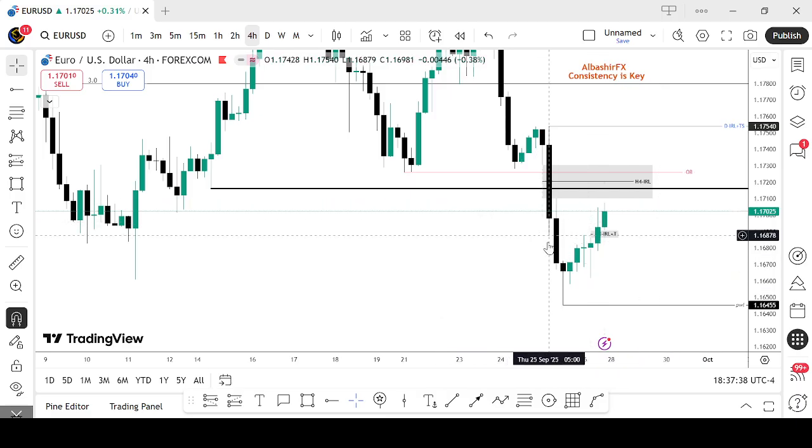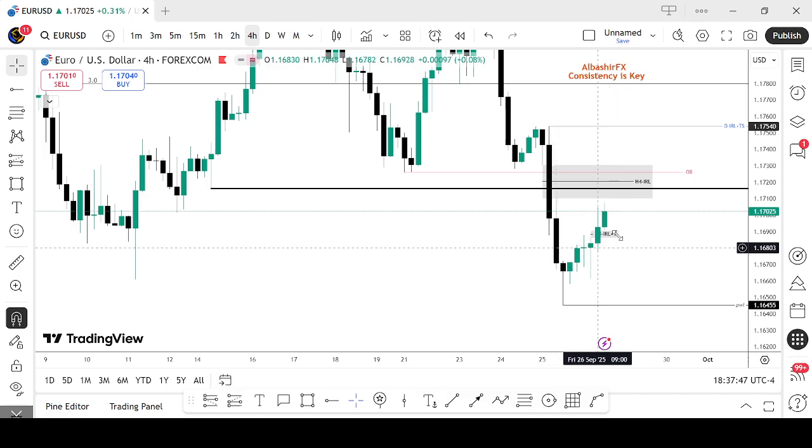However, don't forget we also have an inversion fair value gap here, right? This became an inversion fair value gap. That means price can react on it, also in conjunction with this 4 hourly key level, which is the 4 hourly fair value gap, to take us all the way back into this range.